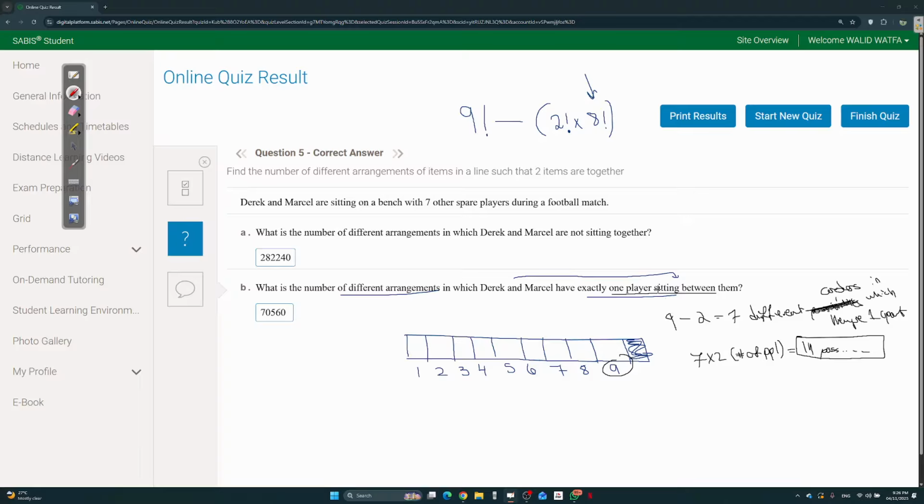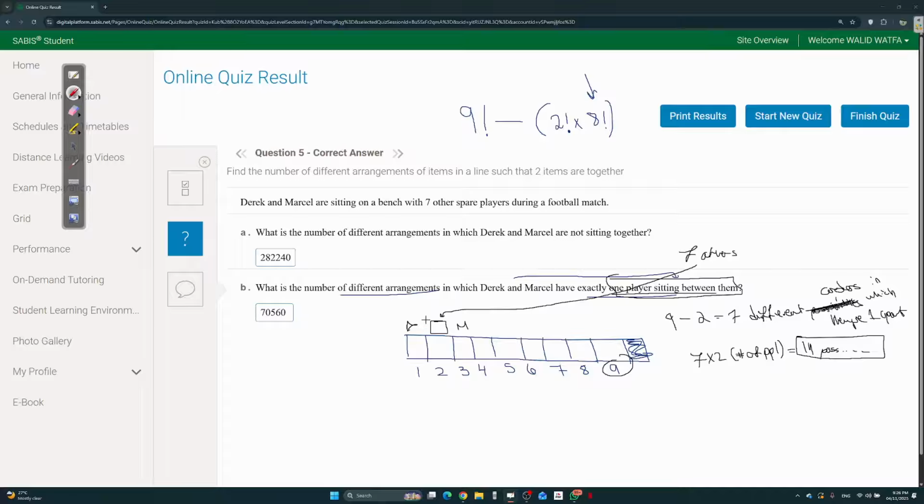But don't forget, we also need the 1 player sitting between them. So how many other players do we have? We have 7 others. Right? Suppose you took Derek here, Marcel here. You're gonna take 1 guy, you're gonna throw him in here. Let's say put him here, right?